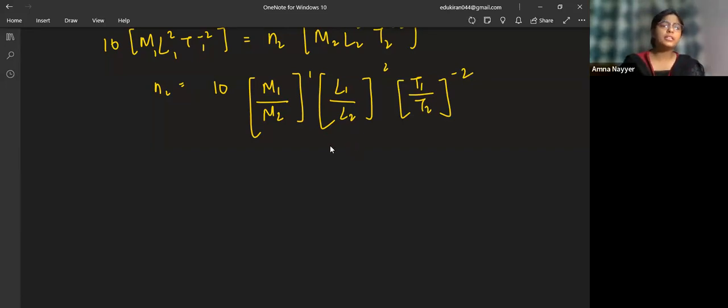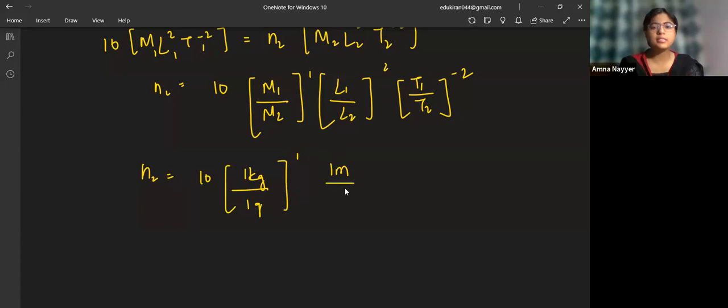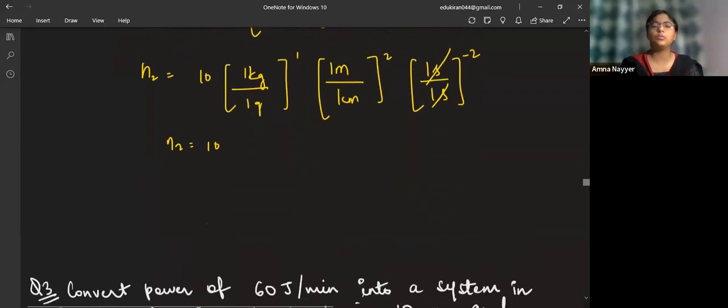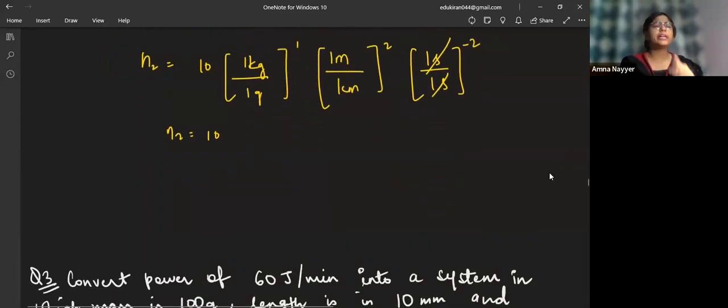Now, we'll put in the values. So N2, this is 10. M1 is 1 kg, this is 1 gram to the power 1. L1 will be 1 meter, this is going to be 1 centimeter to the power 2. Time will be 1 second in SI unit, 1 second in CGS unit, to the power minus 2. So in any way, this will get cancelled. What do we have to convert? We have to convert either grams into kg or kg into grams, any one common unit so that it gets cancelled, just to solve your question, right?